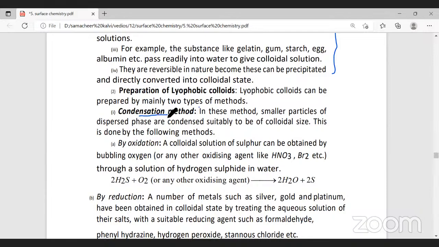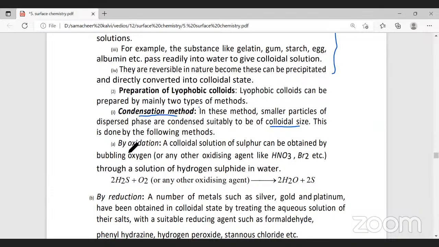One is the condensation method. In this method, smaller size particles of the dispersed phase are condensed suitably to be of colloidal size. This is done by the following methods. What do you mean by condensation? Smaller size particles of dispersed phase are condensed suitably to be of colloidal size.